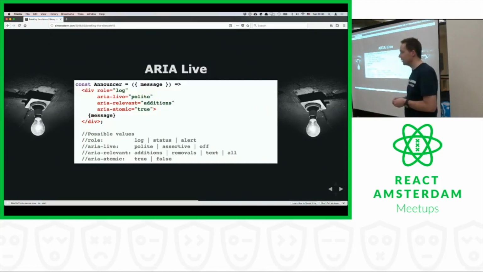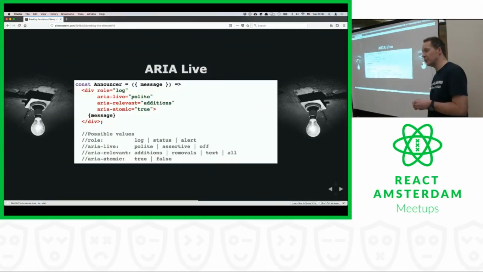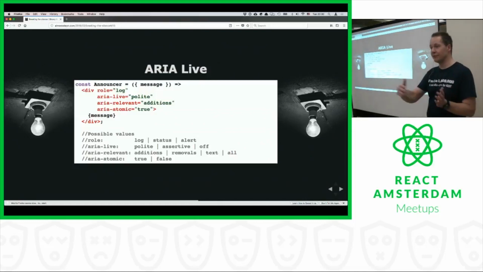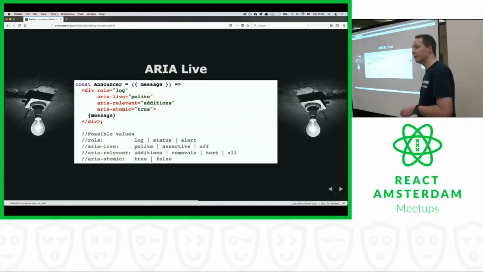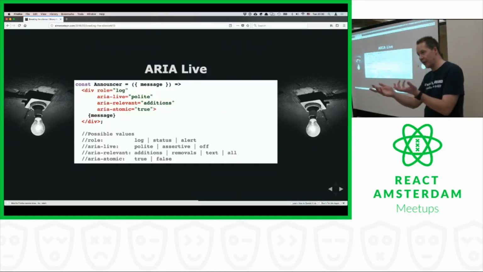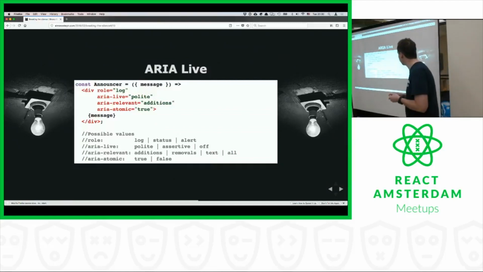ARIA Live is the level of the messaging. Polite means that the screen reader will keep on reading what it just read before reading my message. Assertive means that I interrupt the screen reader, so I have that power as well. Don't just use assertive. Polite is usually good enough unless you really want to interrupt the user.